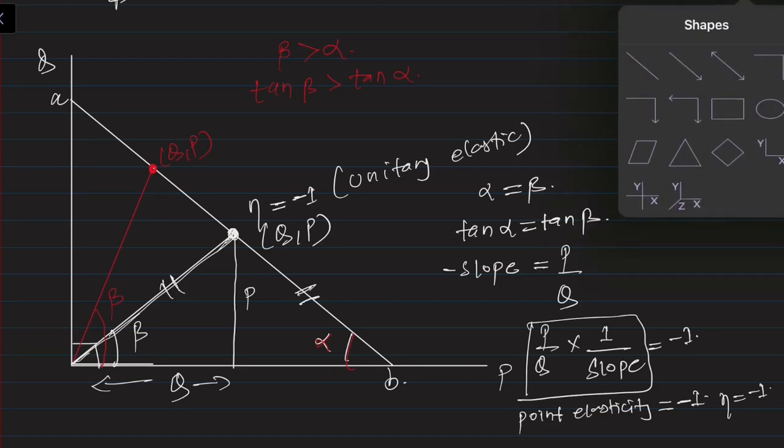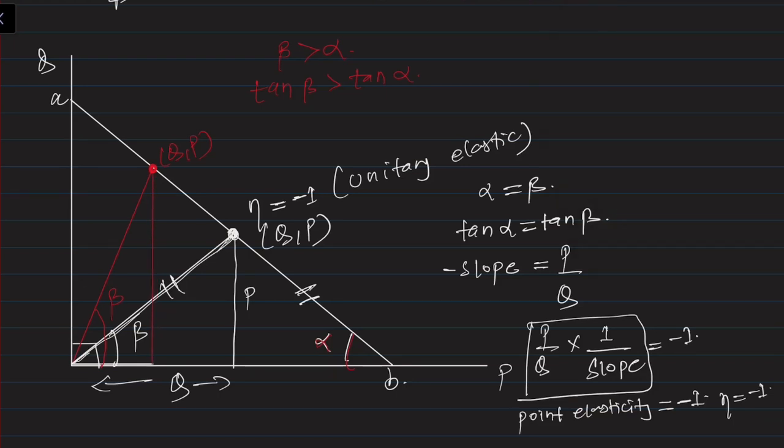So when you draw a line segment to the horizontal axis, this is P and this whole thing is Q. So tan beta is P over Q and tan alpha is negative slope, right? Now let's bring the slope to the left side. P over Q times 1 over slope, and since the slope is negative we need to change the inequality sign, so this becomes less than -1, and this is point elasticity, right? So elasticity is less than -1.